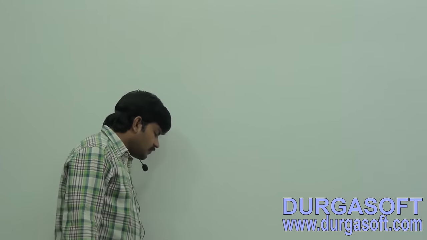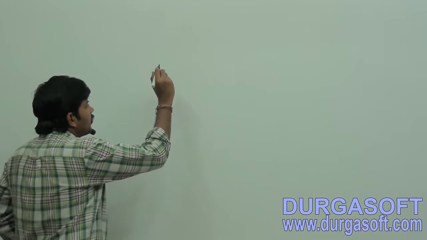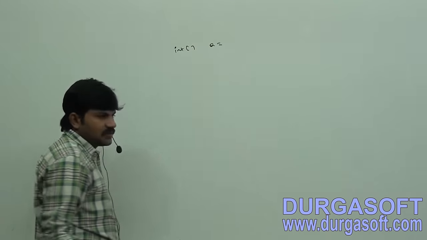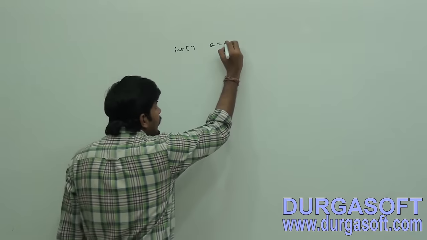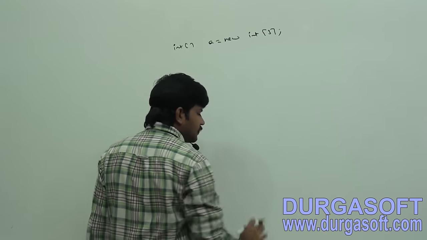Next, array creation. Sir, here observe. How can we create an array? What are the various options? Simple. Can I spell out how we can create an array? int[] a = new int[3], I'm taking.